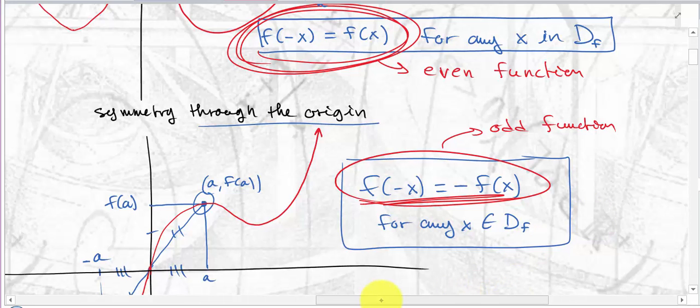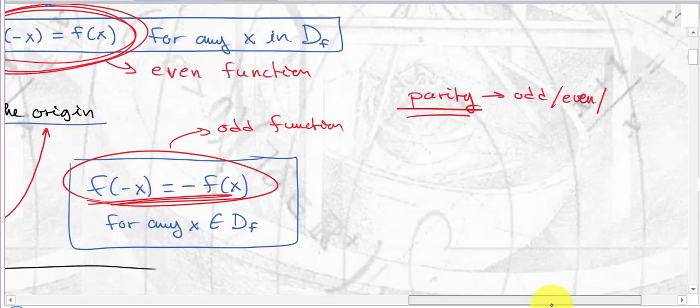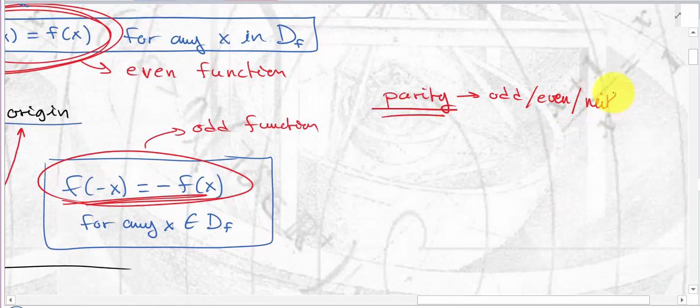And if I ask you to study the parity of the function, the word parity, check it out in the dictionary, stands for odd or even. Or also, it doesn't have to be odd or even. It could be neither. So if I ask you to study the parity, I'm talking about odd, even, or neither. Alright, let's go over the first few examples.